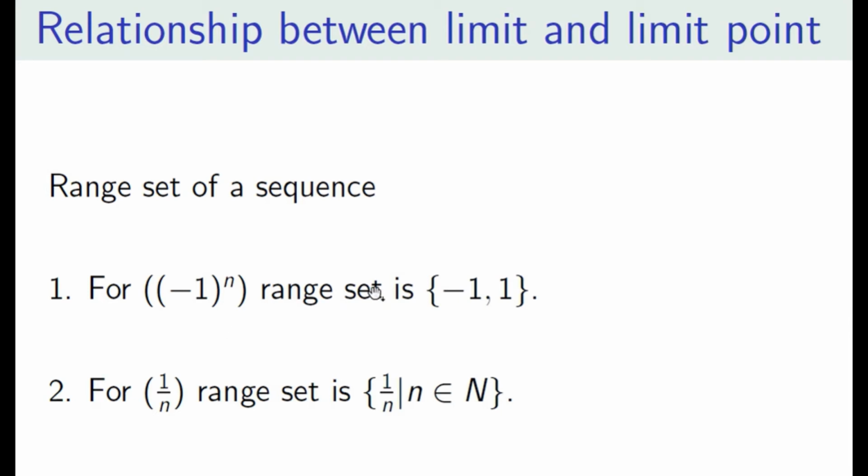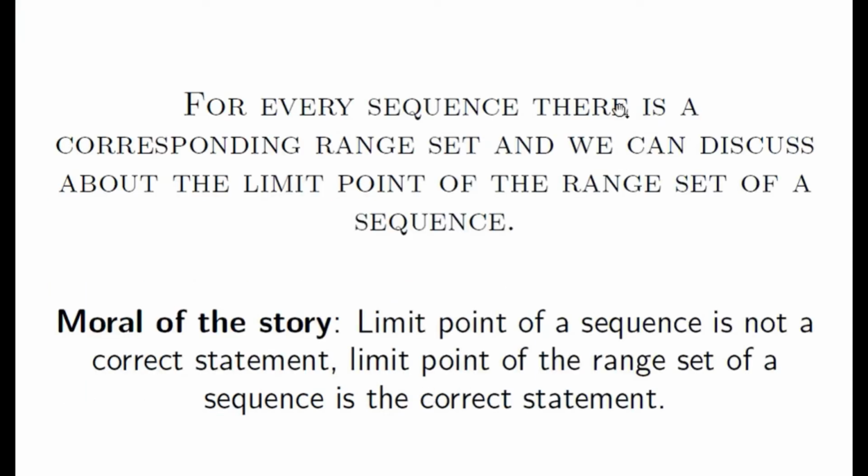A sequence may have a limit if it is convergent. Again, you have a range set here. So the relationship between limit and limit point is that whenever we deal with a sequence, it might have a limit if it is convergent, and the range set may have a limit point. We don't know. The range set may have a limit point. So for every sequence there is a corresponding range set, and we can discuss the limit point of the range set of a sequence.